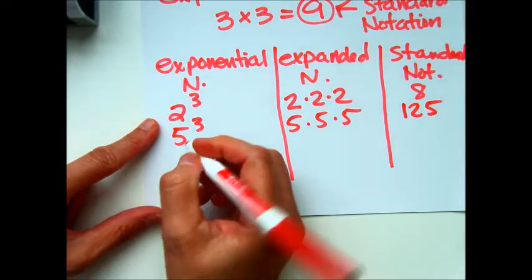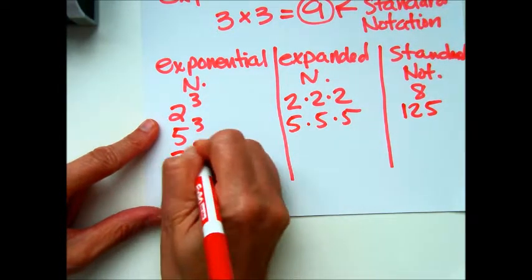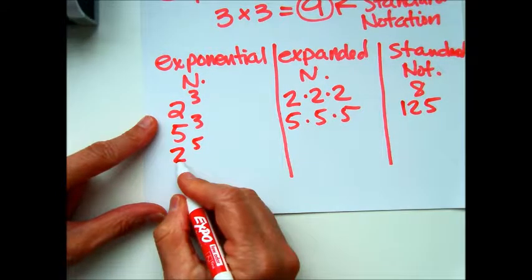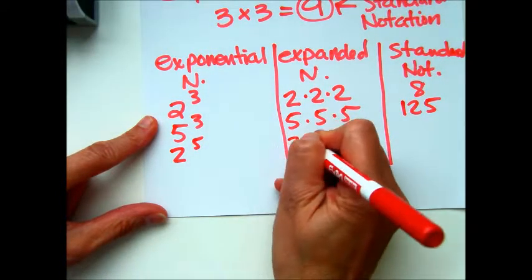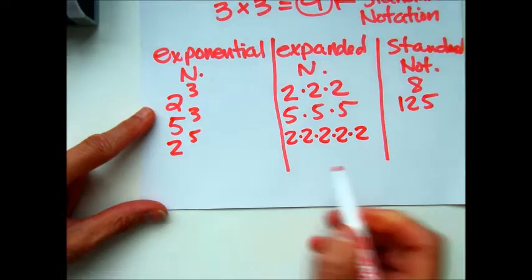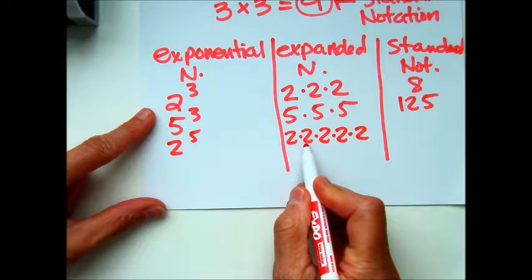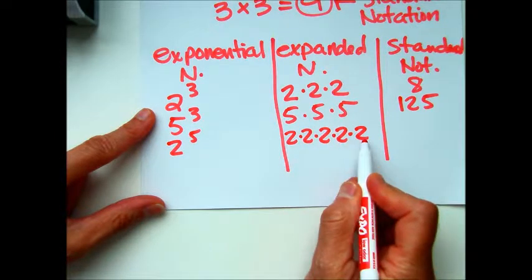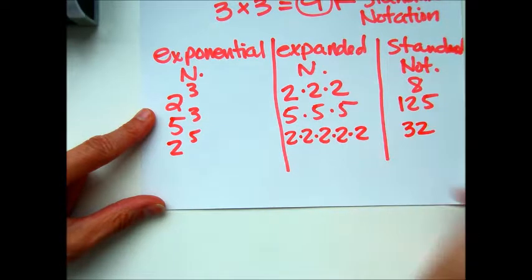Let's do one that's slightly different. How about 2 to the 5th power? Again, that's not 2 times 5, that's 2 times 2 times 2 times 2 times 2. So 2 times 2 is 4, times 2 is 8, times 2 is 16, times 2 is 32.